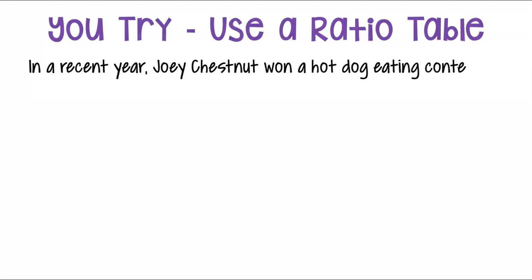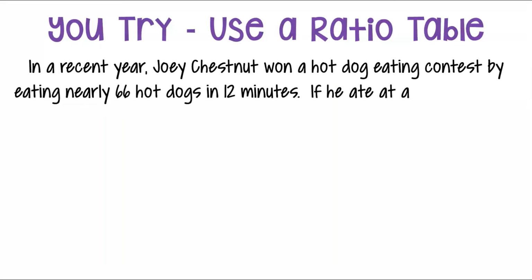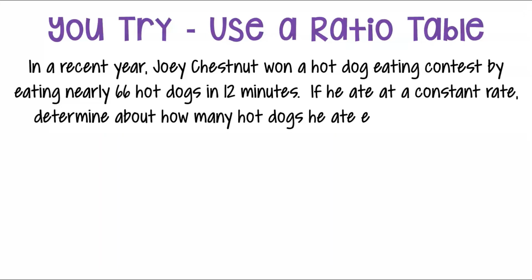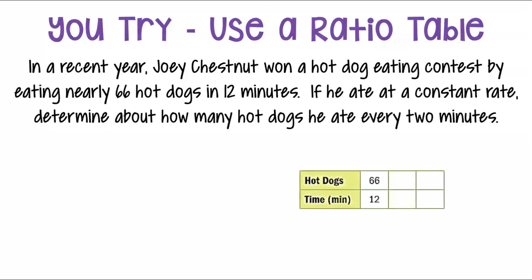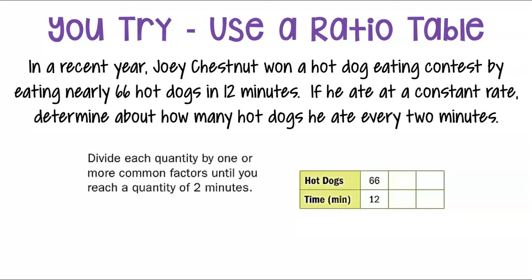You try. In a recent year, Joey Chestnut won a hot dog eating contest by eating nearly 66 hot dogs in 12 minutes. If he ate at a constant rate, determine about how many hot dogs he ate every 2 minutes. So we'll start with a ratio table. Notice that we're comparing the number of hot dogs to the time in minutes it took him to eat them. Divide each quantity by 1 or more common factors until we get a quantity of 2 minutes. So we're looking to make the bottom number 2 because that's where the time is.